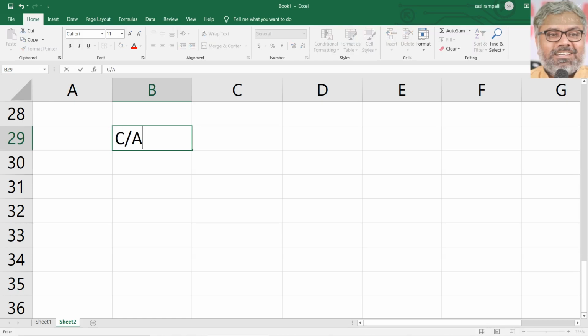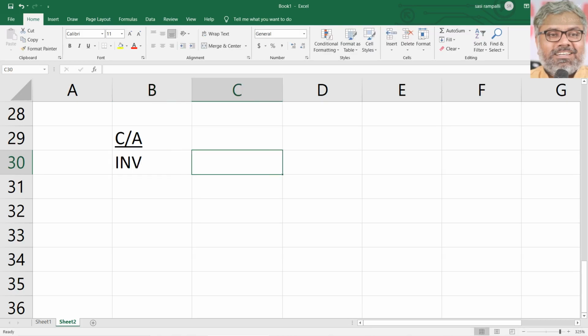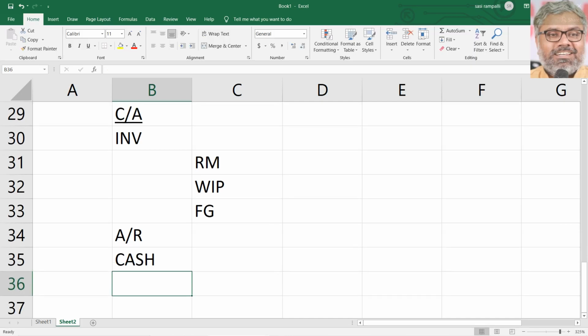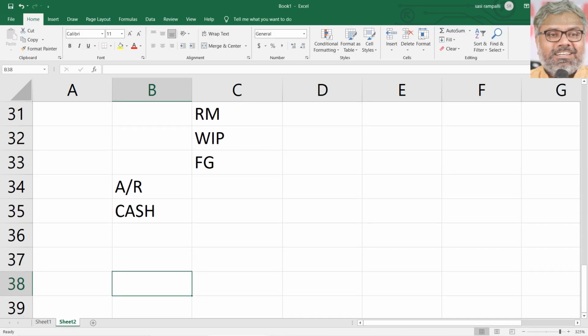First of all, there will be current assets. Within that, we need to know definitely inventories. Within that, there will be raw materials, work in progress, and finished goods. Then there are accounts receivable, debtors. Then there will be cash and cash equivalents. Leave some space so that if any other item like prepaid is there, that can be taken. Those are all current assets.